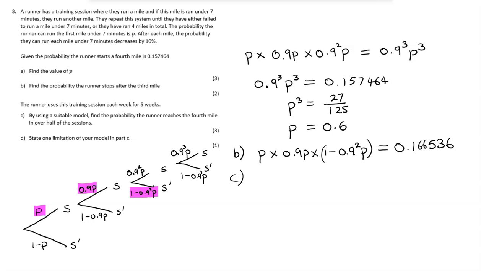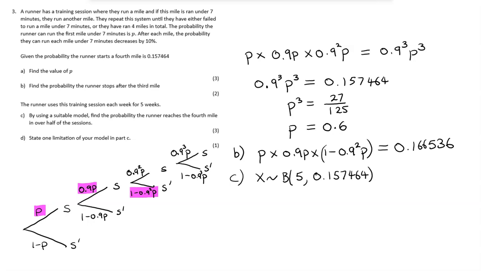What we have yet again, like we had in our first example, is a binomial distribution. We're doing this for 5 weeks, and the probability they reach the 4th mile each time is going to be fixed at 0.157464. Now, you may argue that probability might not actually be fixed in reality. You'll get to argue that in part D. But we're just modelling the situation here. But there might be some scope to talk about why this isn't necessarily suitable. We'll talk about that in part D.